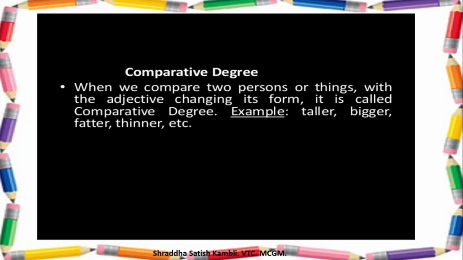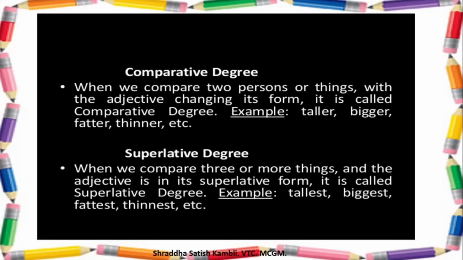So you're comparing. Now there are 2 people here. So we say A is taller than B. First we said James is tall. There was only James. Now we are saying James is taller than Robin. So you're comparing James with Robin. So it becomes the comparative degree.